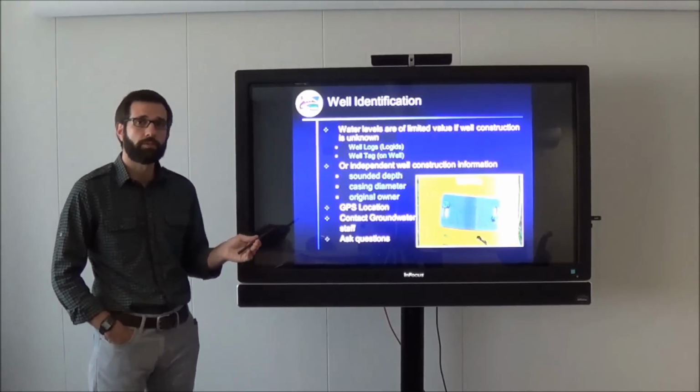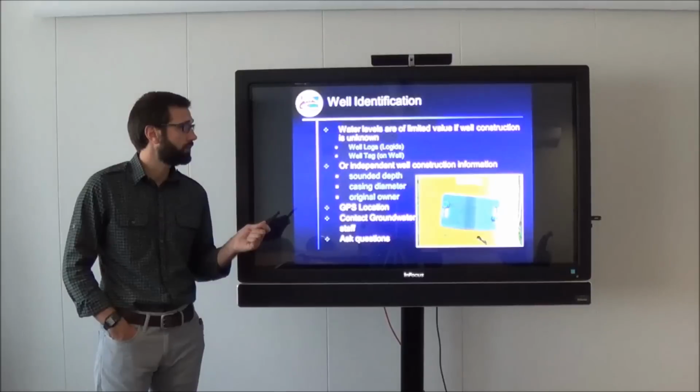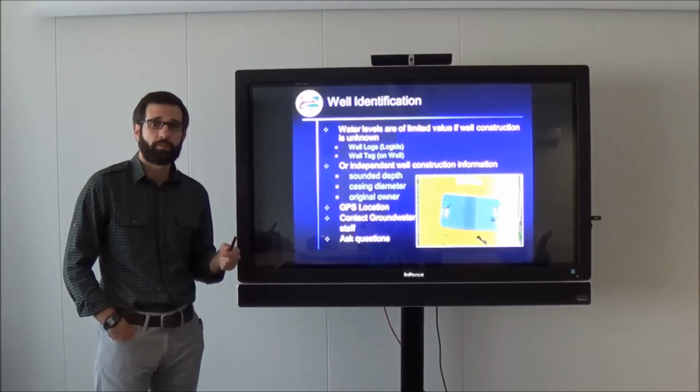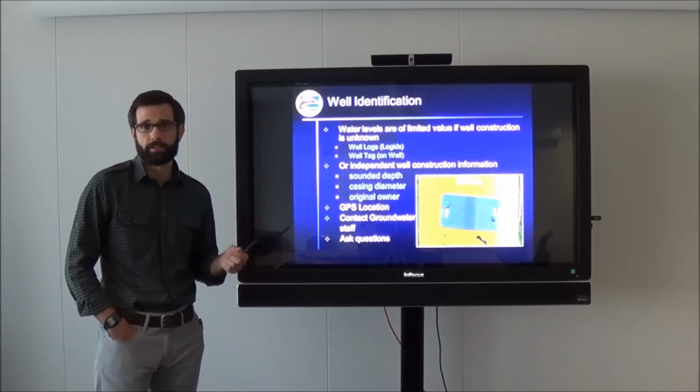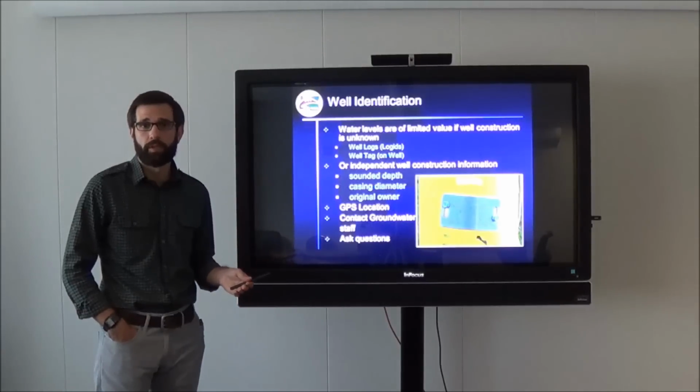At the department, we use driller's well logs and well tags to identify wells. The well log is something that the driller fills out during the drilling process. It describes the materials that he drilled through.